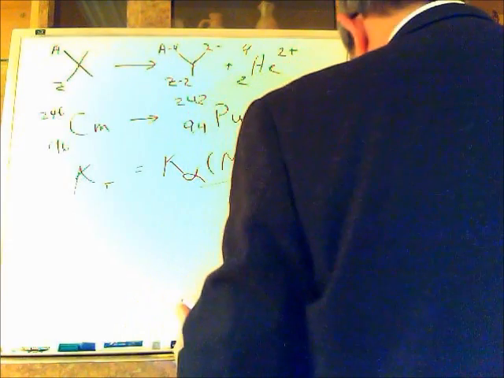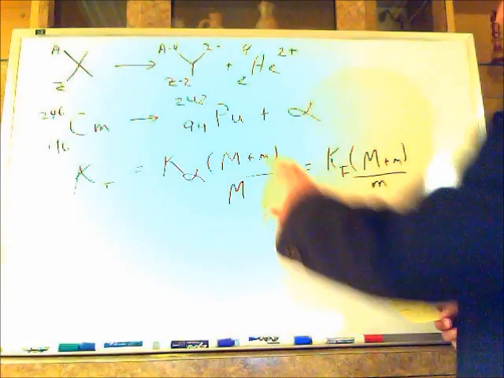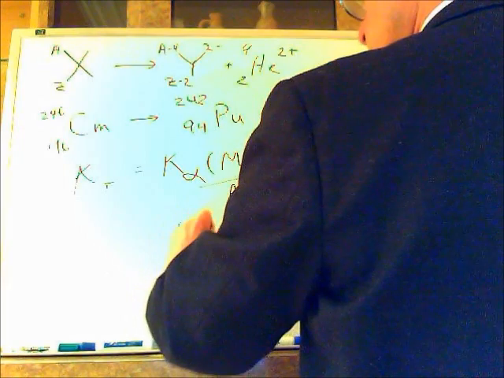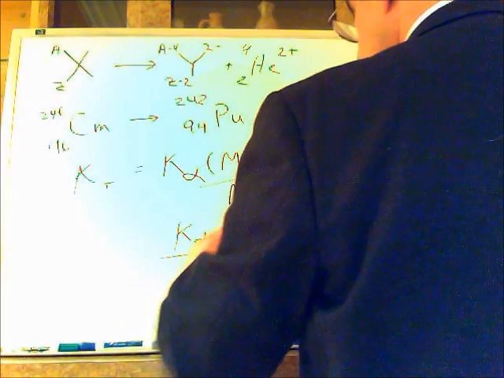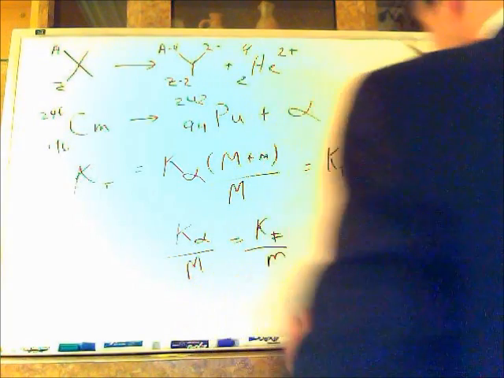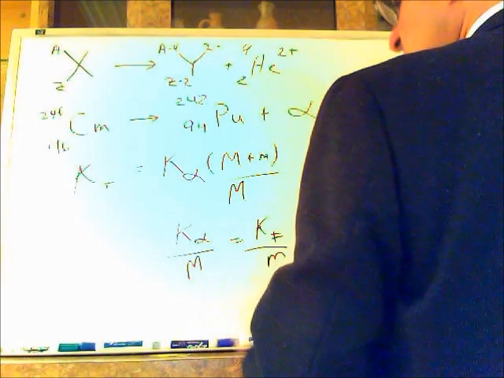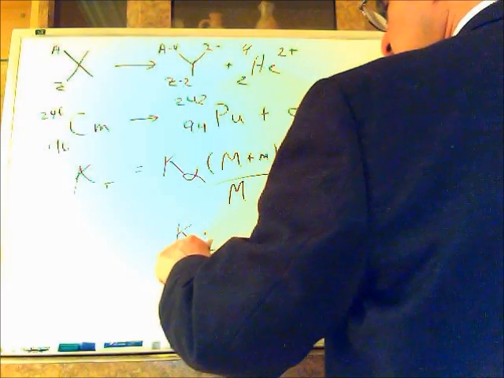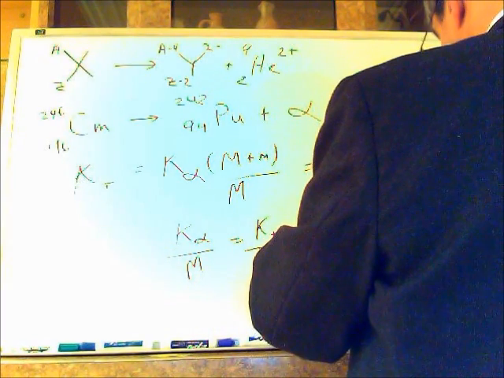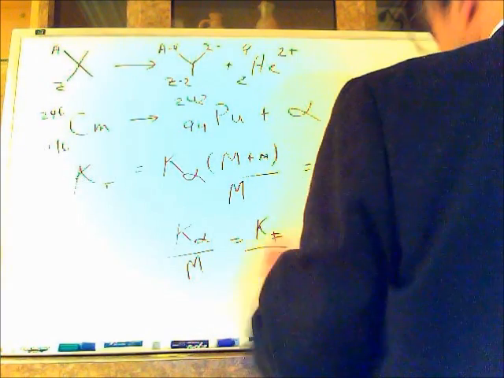So what we can do with that is we can divide both sides of the equation by capital M plus small m, and that's going to reduce this to k sub alpha over m is going to be equal to k sub f over little m. And finally, we can then substitute in here the fact that the kinetic energy is equal to 1/2 mv squared.